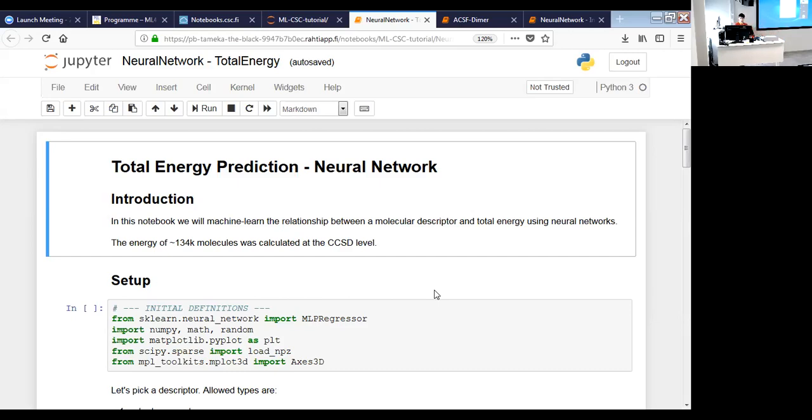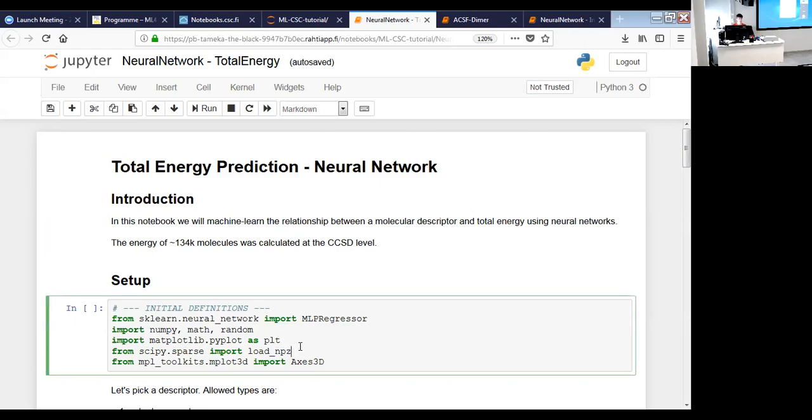Okay, so here's the problem in this notebook. We have a bunch of descriptors for a lot of molecules. And I performed all this calculation at the coupled cluster level. So we have the energies of all these guys, and we have descriptors. So let's try to fit a neural network that operates on the descriptor and outputs the energy of the system.